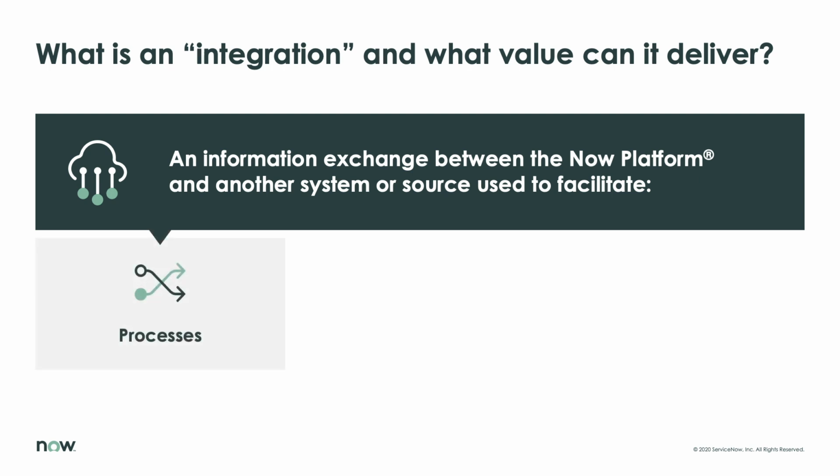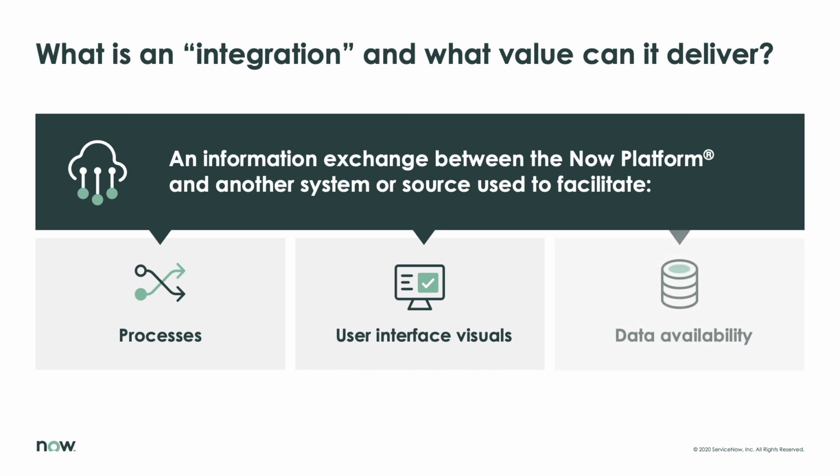Process integrations move data across systems to facilitate a process, like sending ServiceNow records to Jira to support development process. UI integrations present public web information within the Now platform, such as displaying weather forecasts. Data integrations enable data sharing, such as viewing demographic HR data, like titles or managers, within the platform.